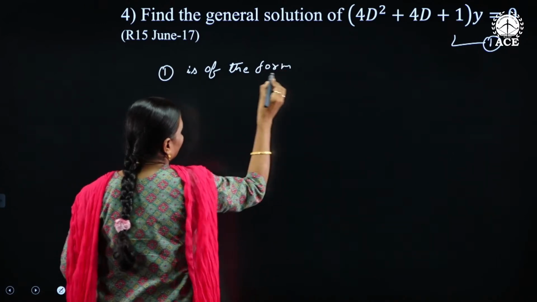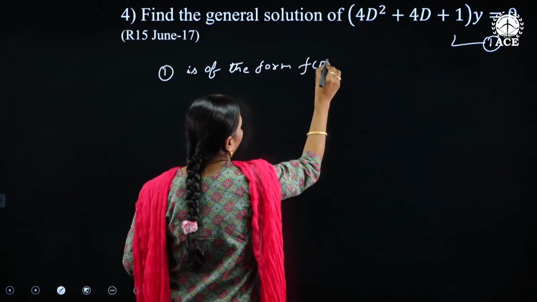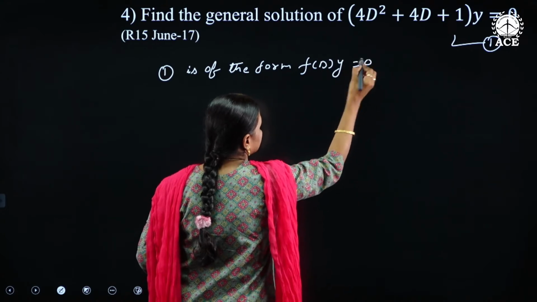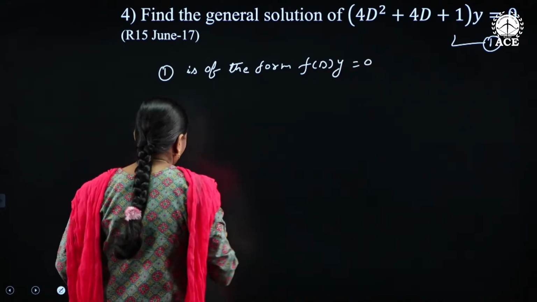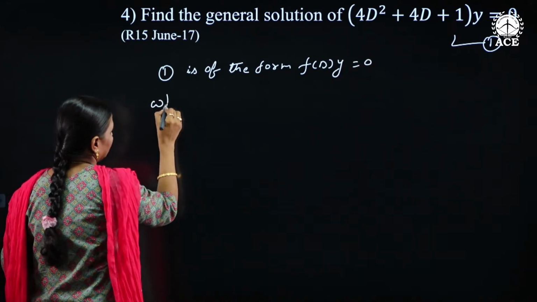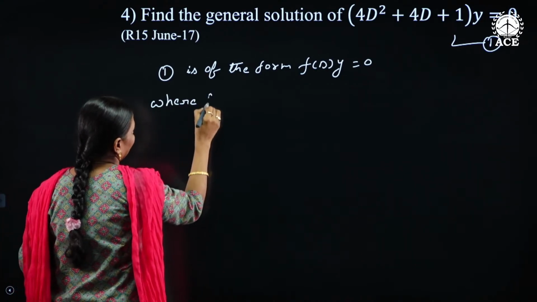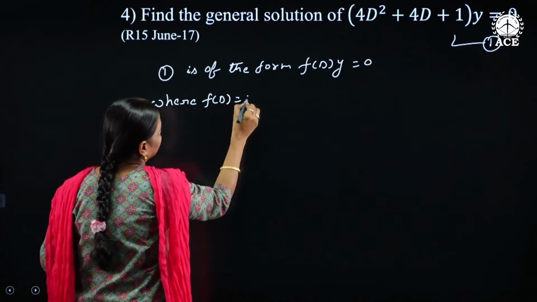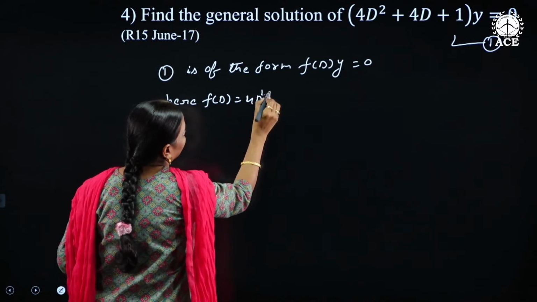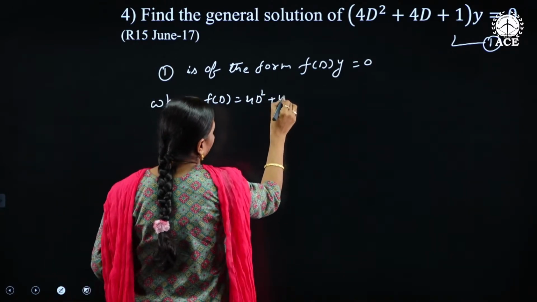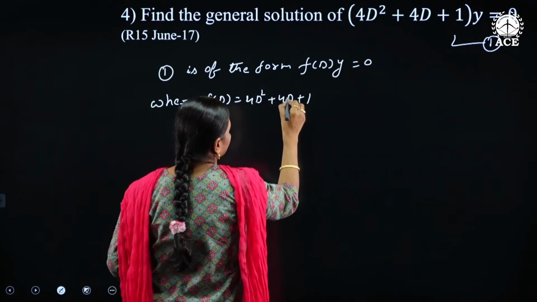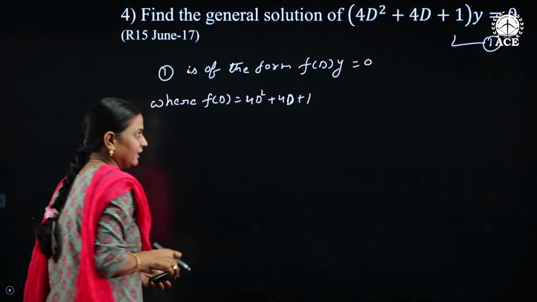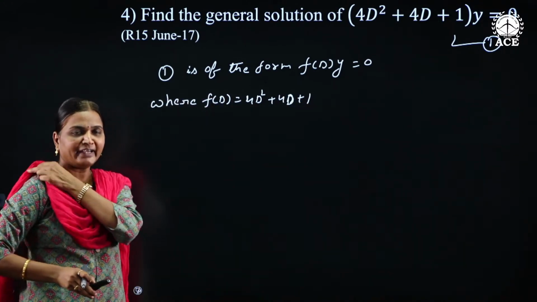Yes, what is the standard form? f of D into y is equal to 0. Where f of D is equal to 4D square plus 4D plus 1. So this is f of D. And next, finding the roots.